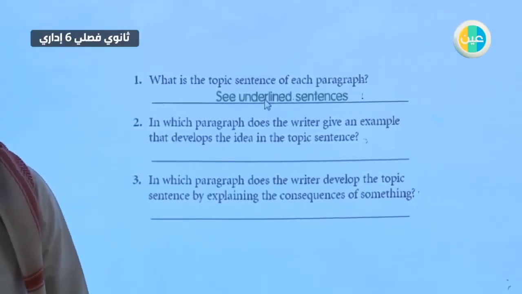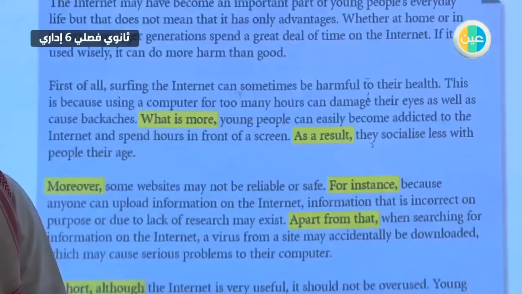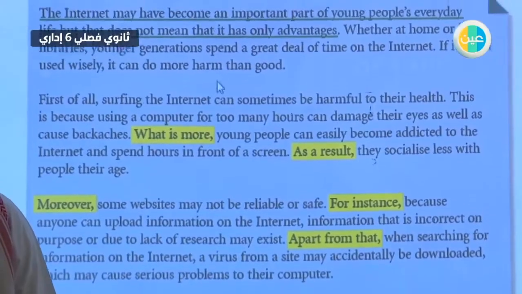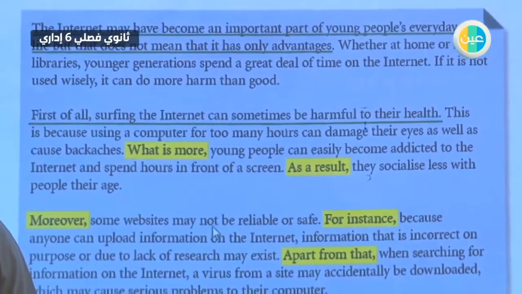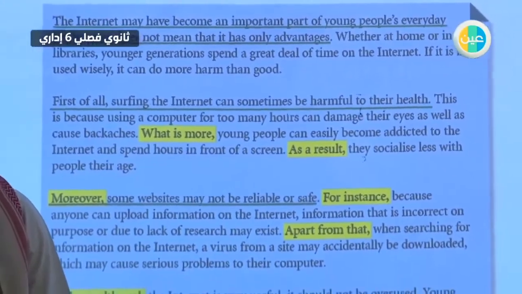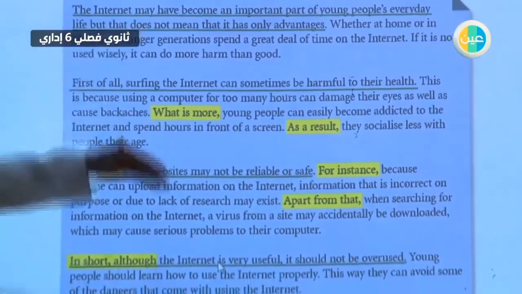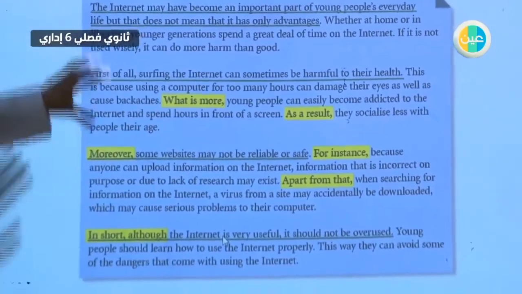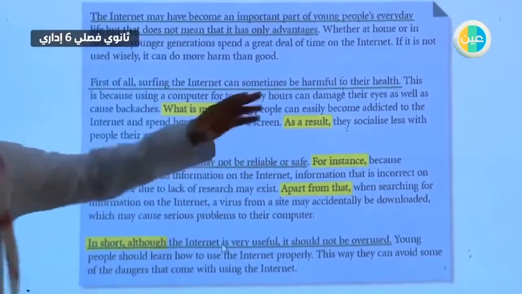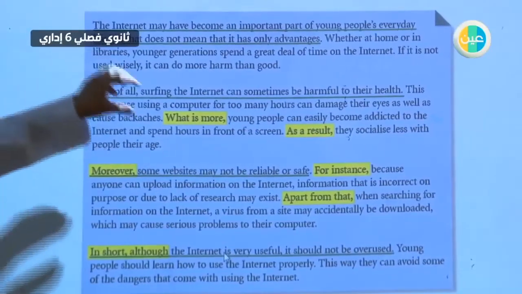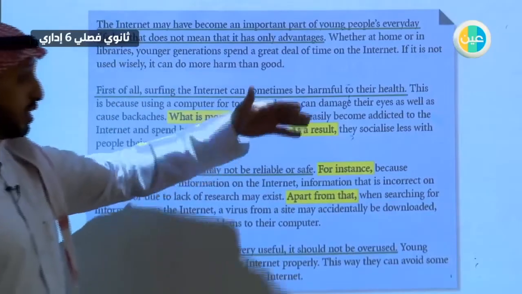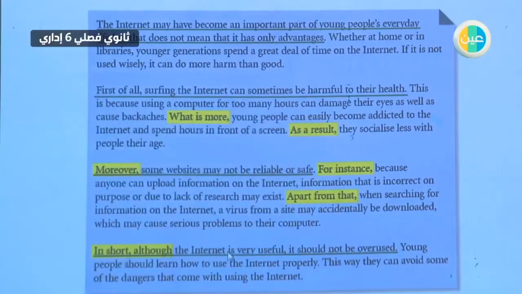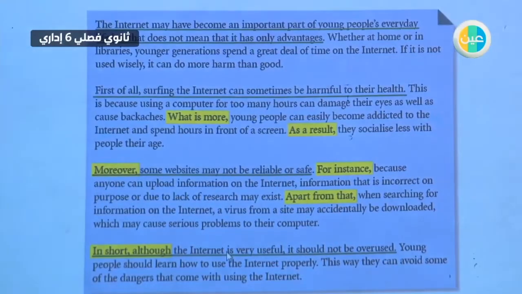So let's answer this. See the underlined sentences. So let's check the underlined sentences. This is 1, this is 2, 3, and 4. So each body paragraph, guys, has a topic sentence. In each part there is a topic sentence, based on which you continue developing your topic.